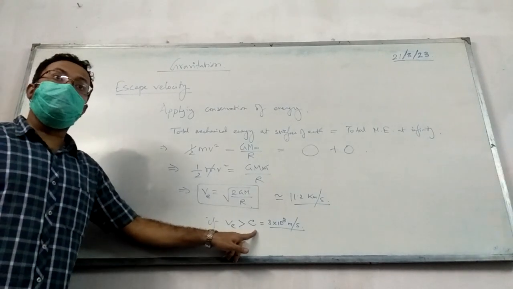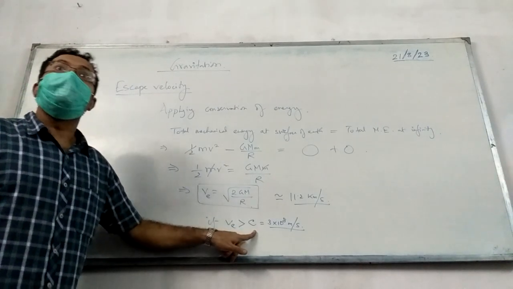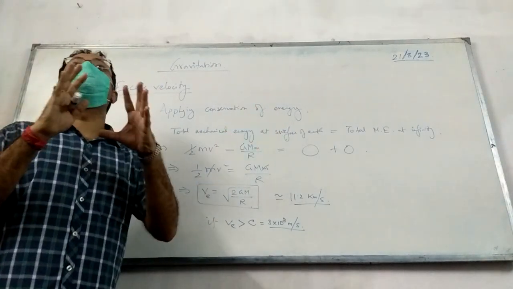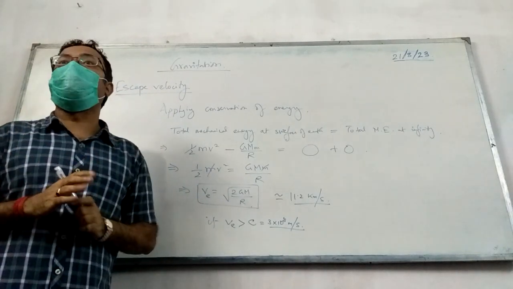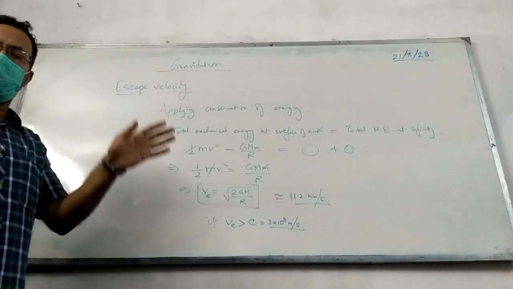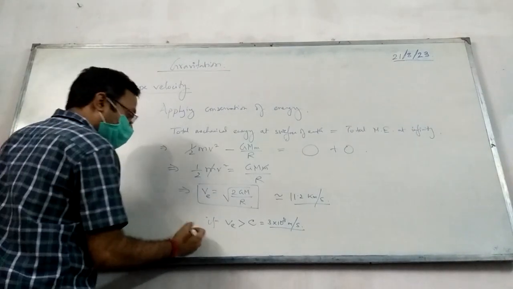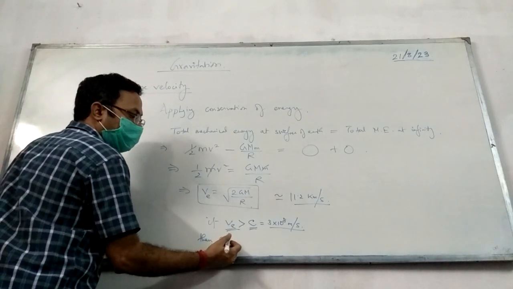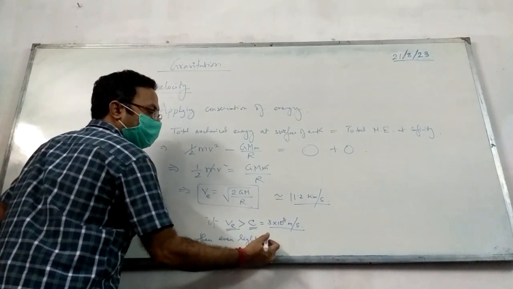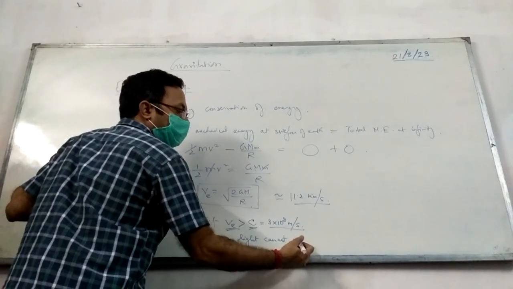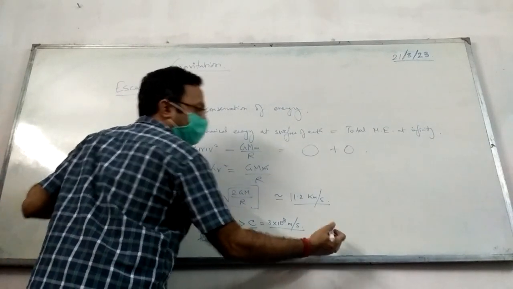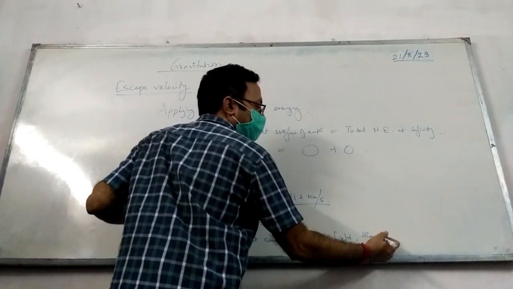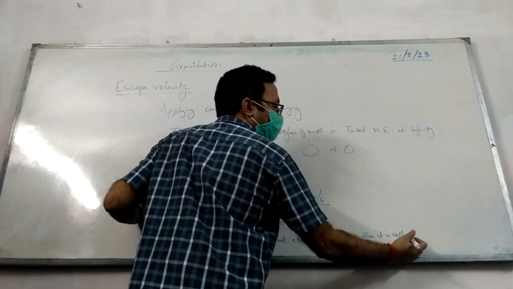When the escape velocity becomes greater than the velocity of light, then not even light can escape that planet or that object. You call it black hole. Wormhole is a different concept. So, if escape velocity becomes greater than c, then even light cannot escape the field. Then it is called a black hole.